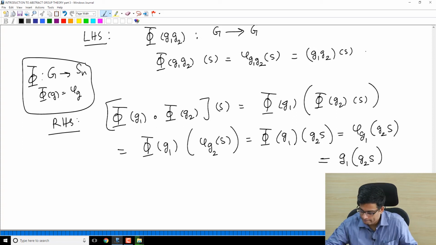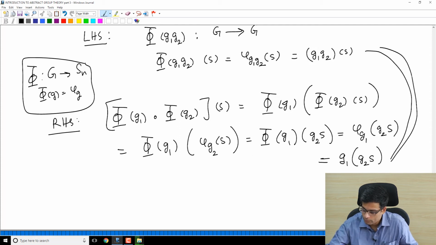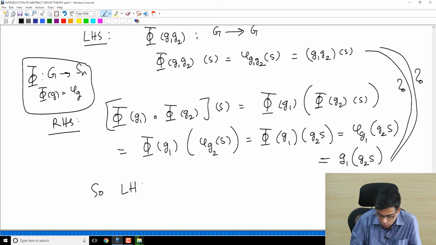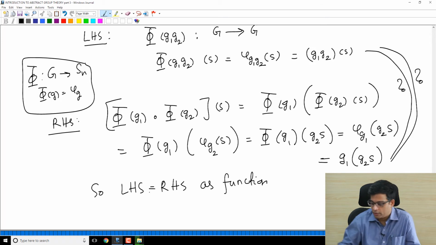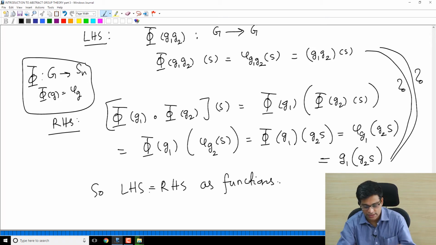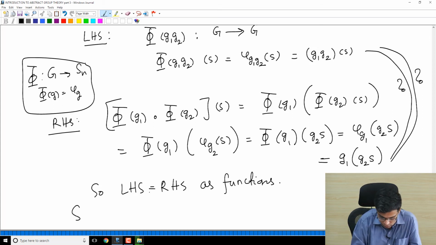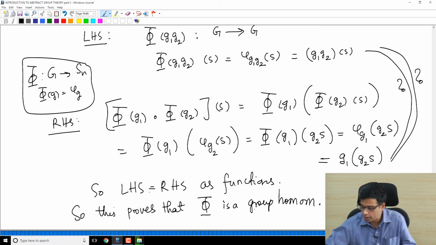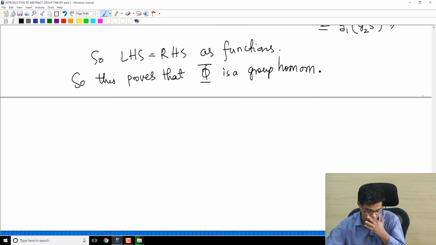Now are these two equal? Of course they are equal, because this is the associativity in the group. So LHS equals RHS as functions. Remember we are working with an arbitrary s, and LHS and RHS agree on that arbitrary s. So they are equal as functions. So this proves that capital phi is a group homomorphism, right? So this justifies that statement that capital phi is a group homomorphism.